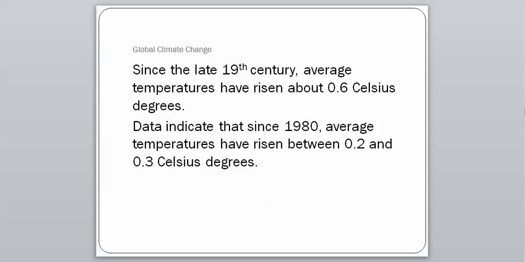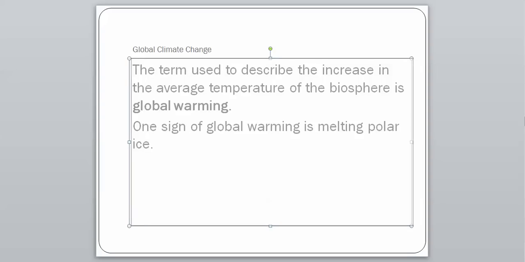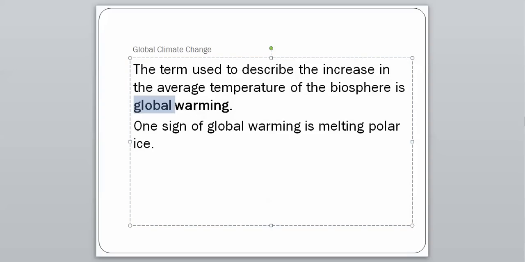And again, our organisms are very sensitive, so it could cause huge problems for them as well. And then the term that we use to describe the increase in the average temperature in our biosphere is called global warming. So we've probably all heard of this before, so this is an important word. You need to write that down, global warming. And one sign of global warming is the melting of our polar ice caps.